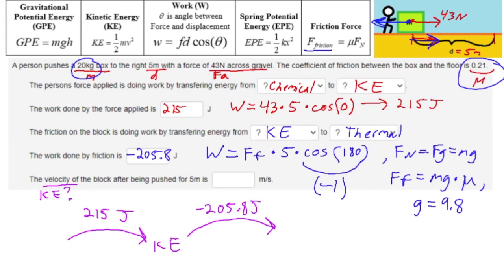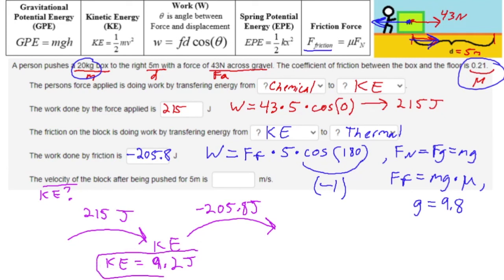So what does that mean? That means that whatever energy is left over is going to be our kinetic. So all we have to do is just add our works up. So if we add up the work, we find out that our kinetic energy should just be 9.2. I'm just rounding here, but let's say 9.2 joules.